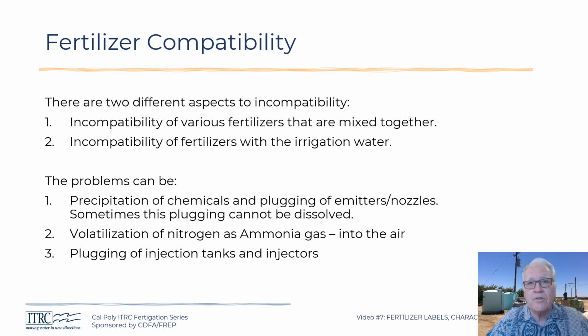In other words, it's NH3. It just poof goes right into the air instead of going out in your field. It'll even burn the leaves on crops. You'll see that sometimes, especially with furrow irrigation at the beginning of a field, where some of the leaves are burned because of ammonia gas that's escaping into the air. And then the injectors and tanks can be plugged also. So it's something to pay a little bit of attention to.